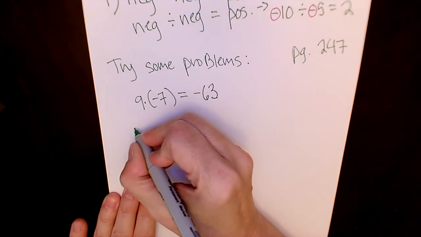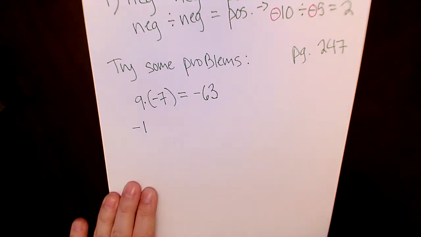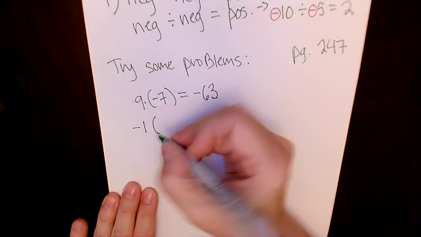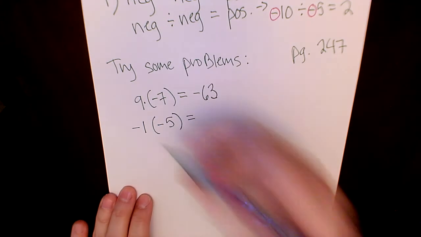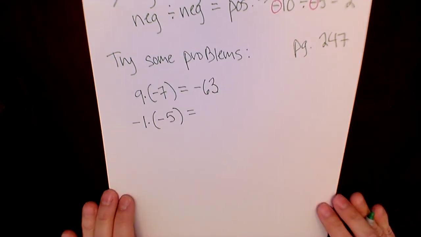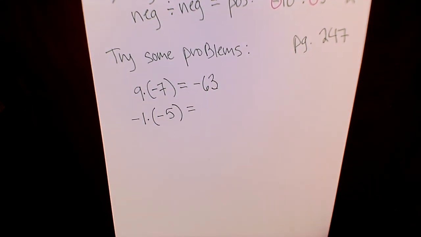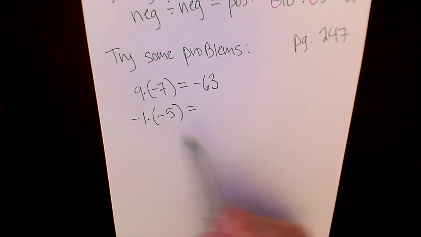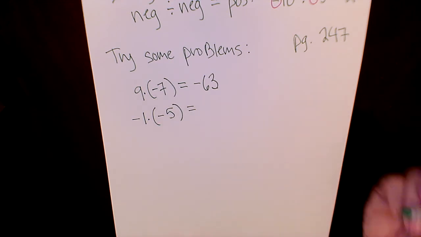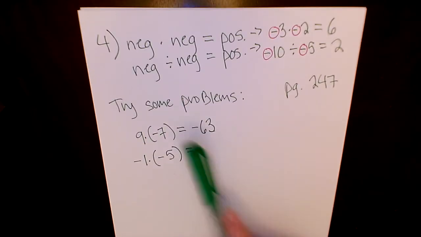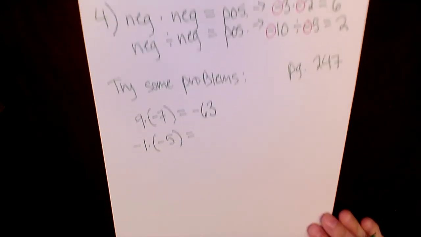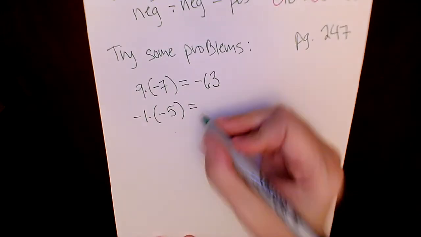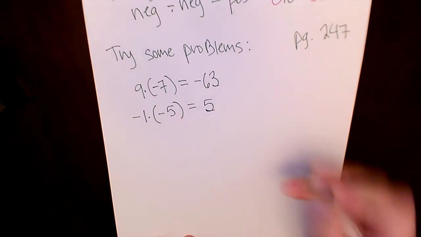What if I have a -1 times a -5? And there's a times there, you don't see it. But a -1 times a -5, I have a negative times a negative. And if you look at rule 4, which is right up here, a negative times a negative is a positive. So this is +5.